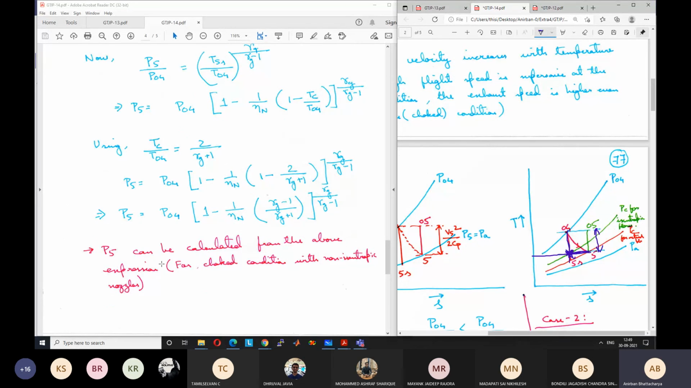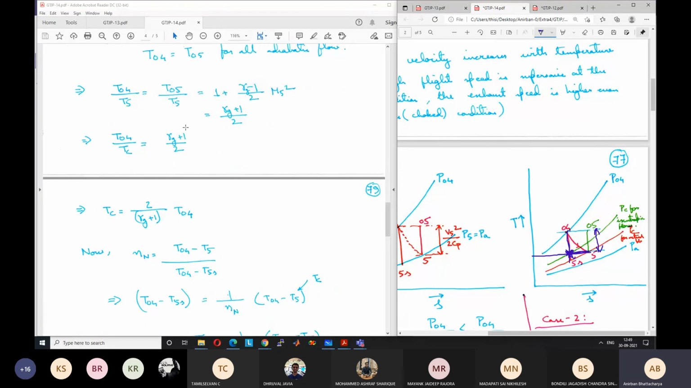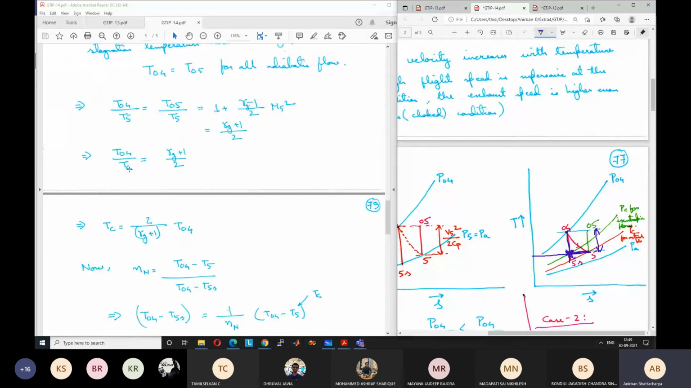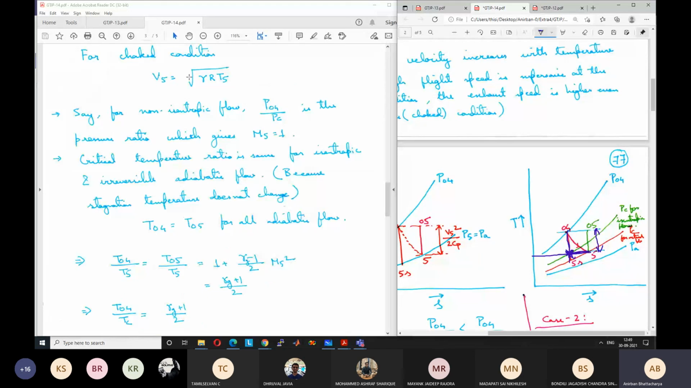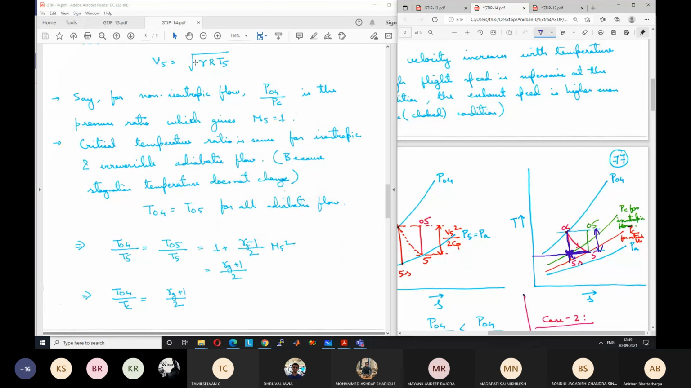Why is P5 needed? Because we could have calculated the choke temperature directly from this expression, and that would have given us the exit velocity. Because exit velocity, remember, is nothing but root over gamma R T5, which is root over gamma R Tc. And Tc we can calculate based on this expression. T04 is known based on the turbine exit condition. So we can calculate the exit velocity. Then why do we need to calculate P5?